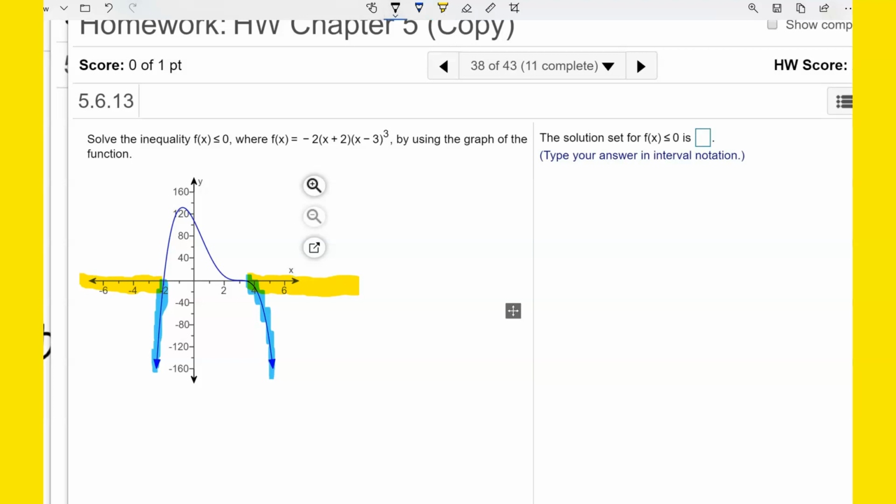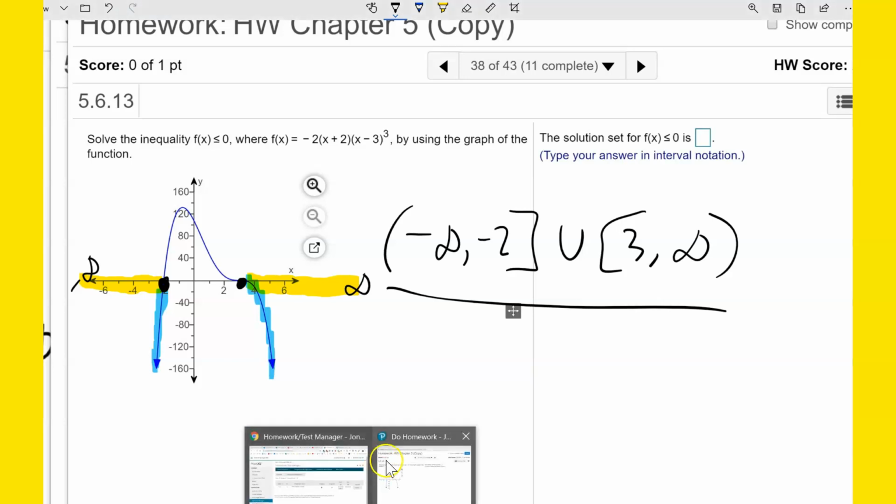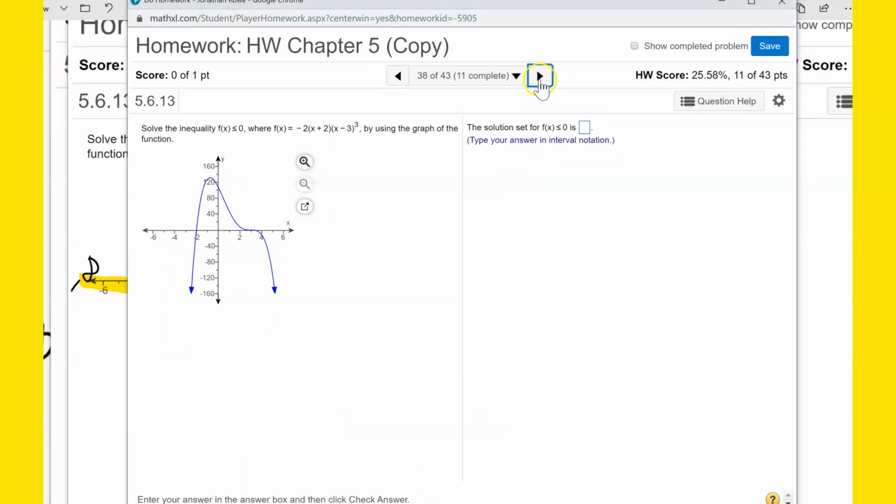So what is that? That's negative infinity all the way to there. Negative infinity to negative 2. And I'm going to include the negative 2 because we're less than or equal to 0. Union. This from here. So 3 to infinity. Include the 3. Never include the infinities. That's the answer to that problem. That's pretty simple. Move to the next one. We're closing in on the finish line, guys, for chapter 5.